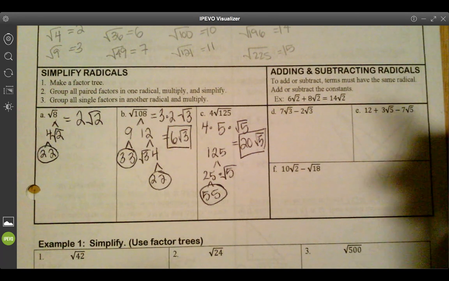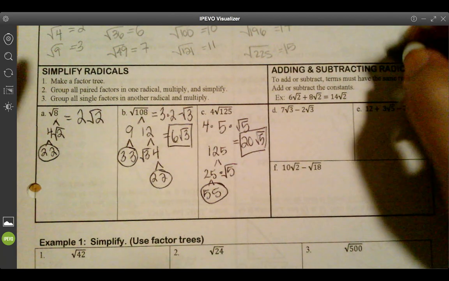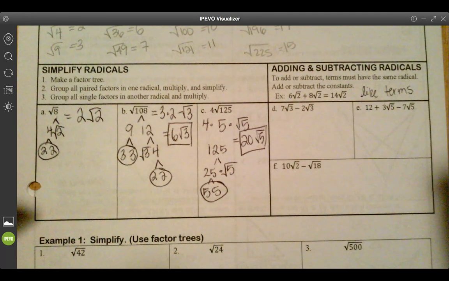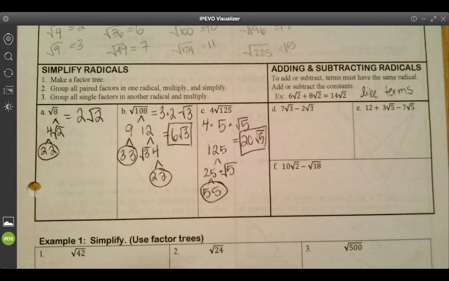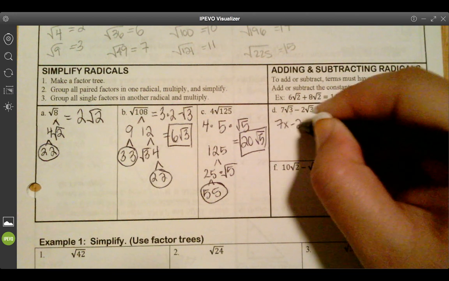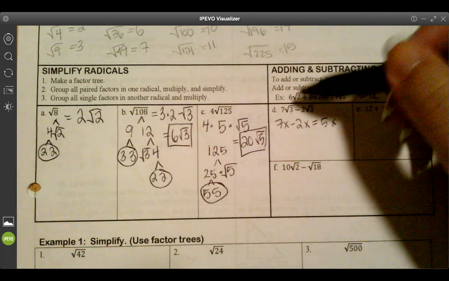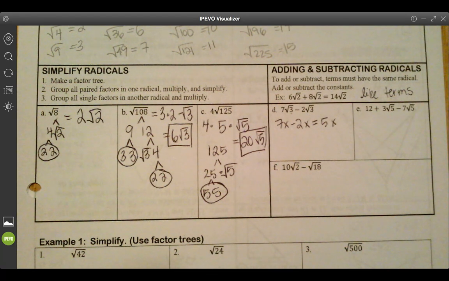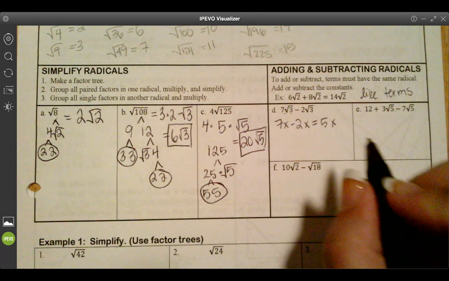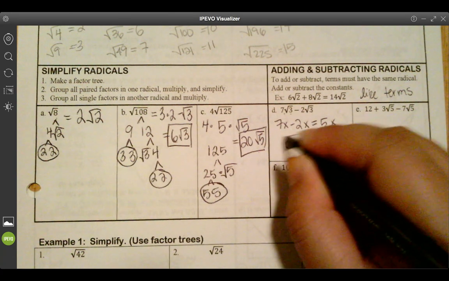But what if I'm not multiplying or simplifying these radicals? What if I'm adding and subtracting? Well, to add and subtract, we're looking for like radicals or like terms. So when in doubt, pretend that it's an x. So if this is x and this is x, we can think about this as 7x minus 2x, which we know we can subtract to get 5x. Well, radicals work the same way. Because the square root of 3 is the same as the square root of 3, we can say 7 times the square root of 3 minus 2 times the square root of 3, just like we did here, is 5 times the square root of 3.